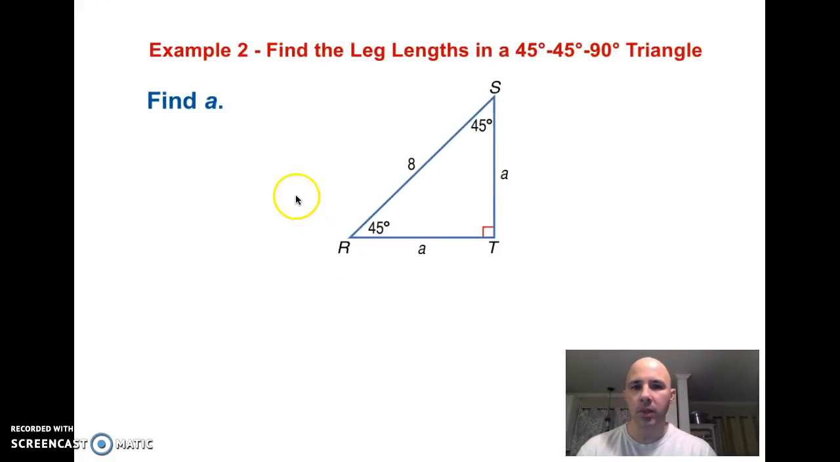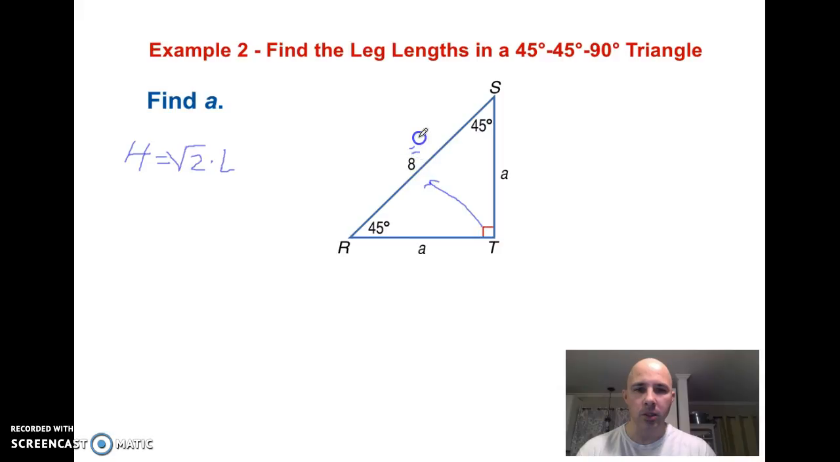Benchmark 22, special right triangles. Alright, we want to go ahead and find A. At this point, you should know the definition for 45, 45, 90. And I'll go ahead and put that up one more time for you guys. This is square root of 2 times your leg. Okay, always make sure you label.